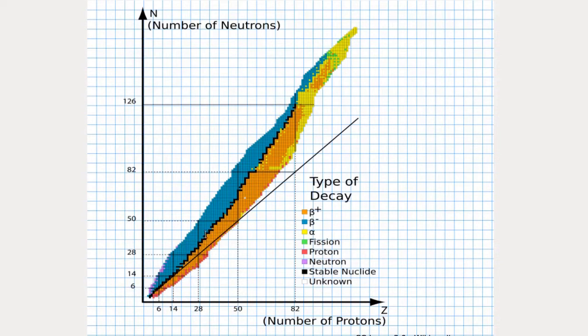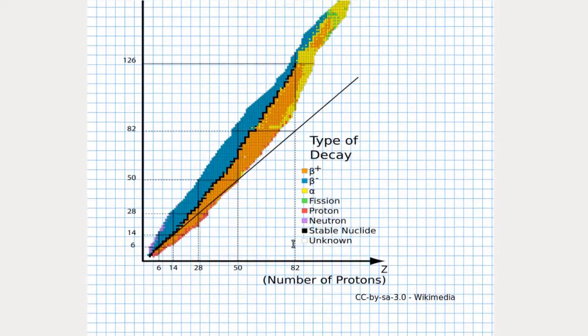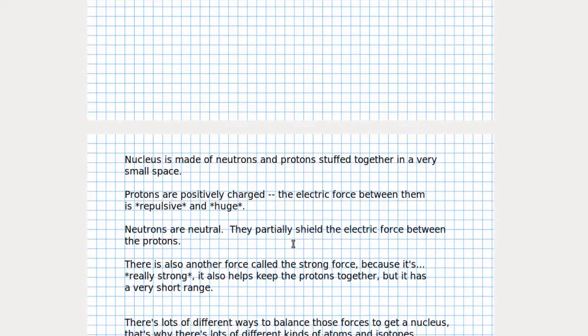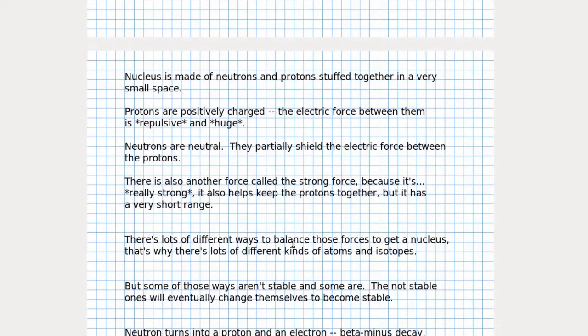And the colors on this graph are showing, each little square is showing a different kind of nucleus. And the kind of nucleus is determined by just how many protons there are and just how many neutrons there are. So this spot right here that I'm pointing at corresponds to an atom with about 35 protons and about 50 neutrons in it. And you can see that it's colored blue, which means that that particular kind of nucleus tends to decay using beta minus decay. We'll talk about what that is in a minute. So I'm going to come back to this graph. I'm going to put a copy of these notes below the video.